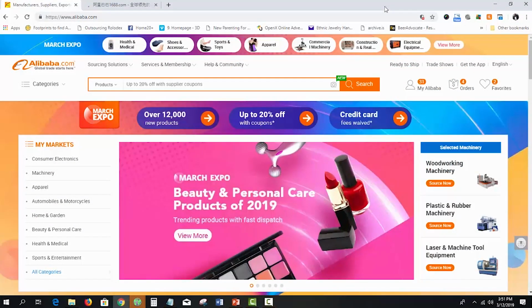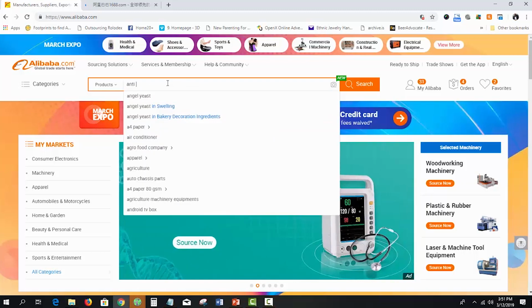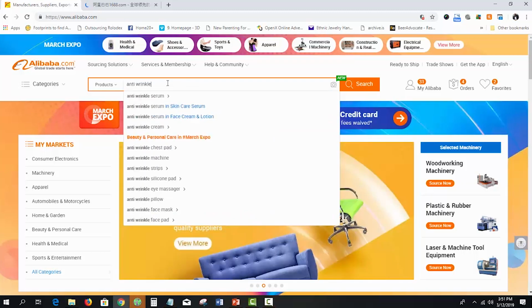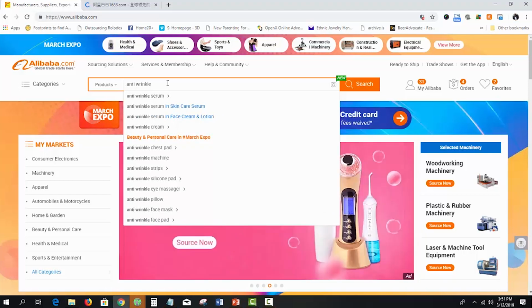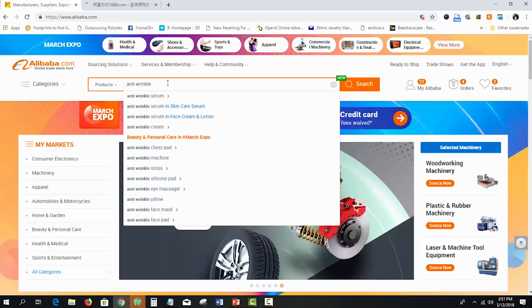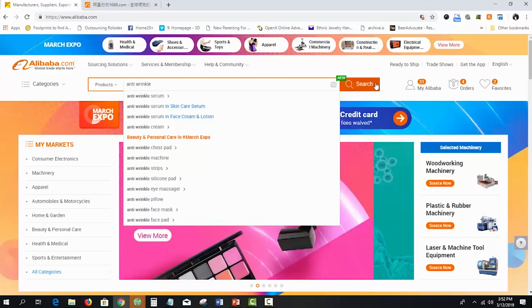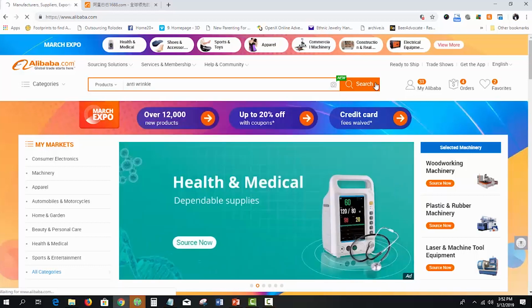So I want to import an anti-wrinkle product. What I do is I come to the search box on Alibaba, and I type anti-wrinkle. You see, before I hit enter, it shows me this drop down. It says there's anti-wrinkle serums, anti-wrinkle cream, anti-wrinkle machine, anti-wrinkle strips, silicone pads, eye massager, anti-wrinkle pillow, anti-wrinkle face mask, so many things, right? But I want to see everything, so I just click on search.